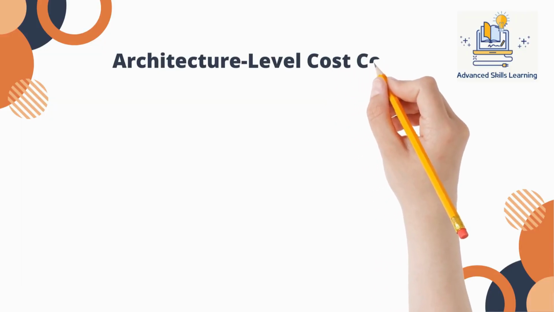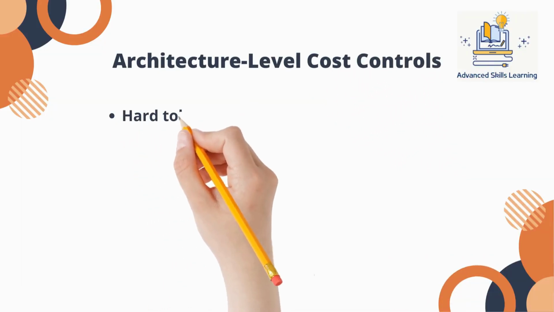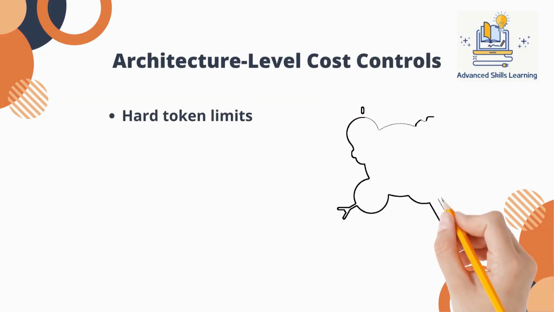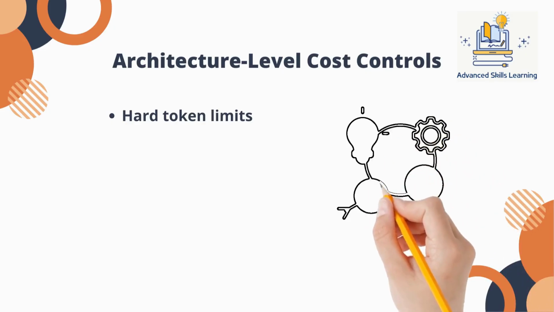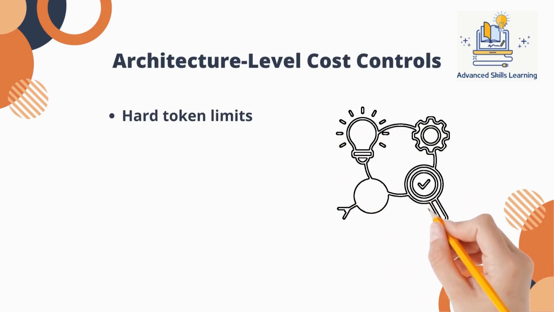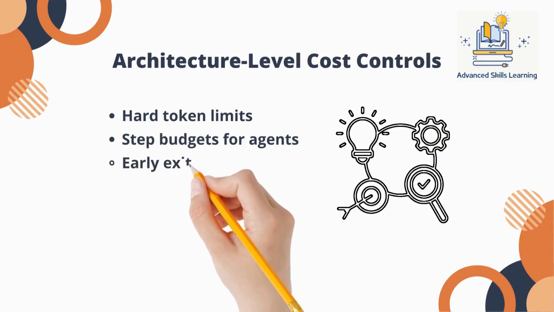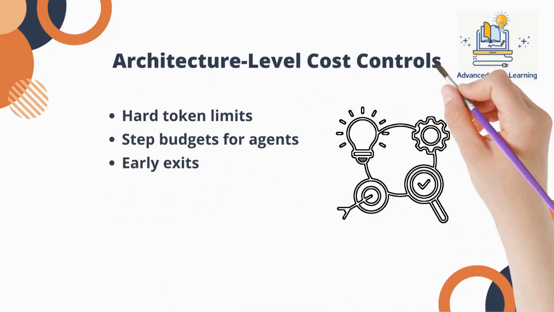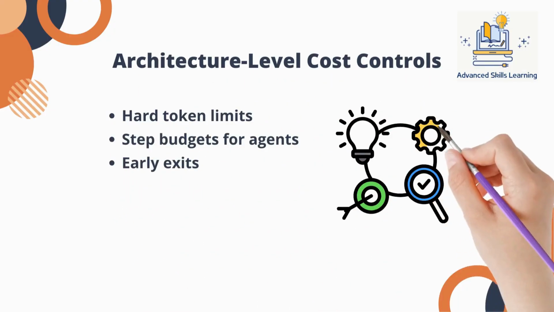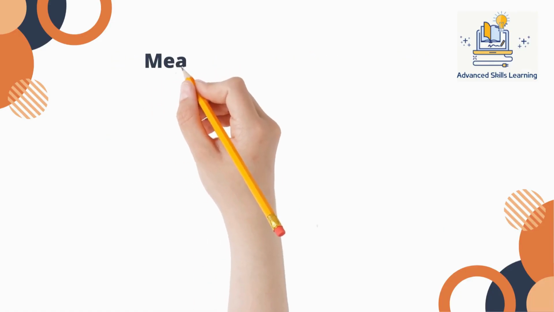At the architecture level, cost optimization means guardrails, hard token limits, step budgets for agents, and early exits when confidence is high. These controls prevent worst-case behavior from dominating your spend. Without guardrails, systems optimize for completeness instead of efficiency. With guardrails, they optimize for value delivered per dollar spent.